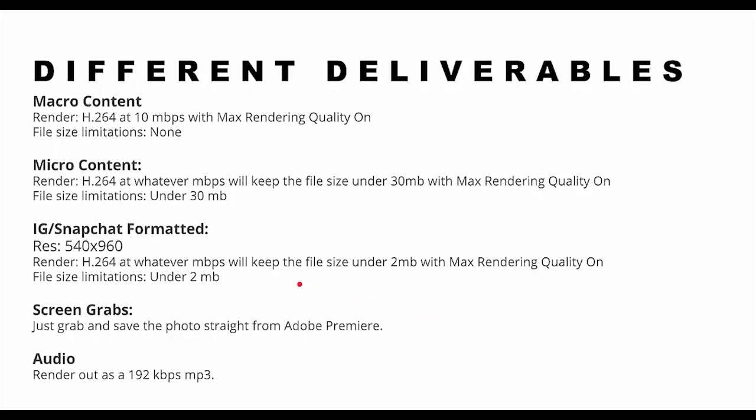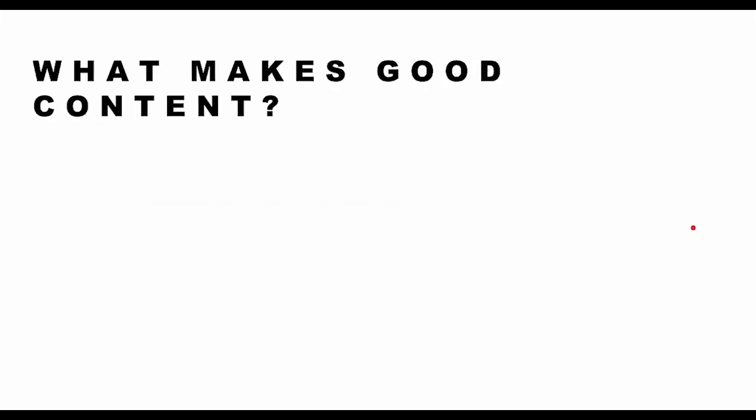Next up is screen grabs. You can just save the photo straight from Premiere, preferably from Premiere. And audio, render out as 192 kilobits per second MP3. I know there's the whole WAV thing, but I'm trying to save space here, and we're not getting that fancy with the audio. So, what makes good content?